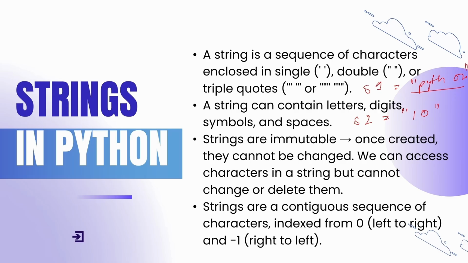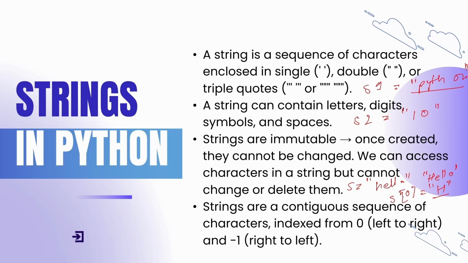Okay. Next, strings are immutable. Once created, they cannot be changed. We can access characters in a string but cannot change or delete them. So strings are immutable. We cannot change them. For example, if I have a string, let's say S equals "hello", and I want to change it to "Hello", with H capital, I cannot say S[0] equals "H". This will throw me an error, because strings are immutable.